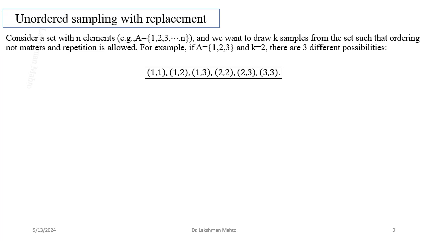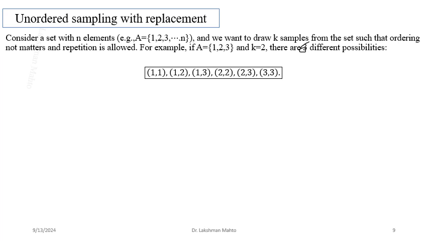So consider a set with n elements, and we want to draw a sample of size k. You can always call it a k sample, or sample of size k from this set, such that ordering does not matter and repetition is allowed. For example, take a set having 3 elements, 1 to 3, and define k equal to 2. So how many possibilities are there? Not 3, 6 possibilities.